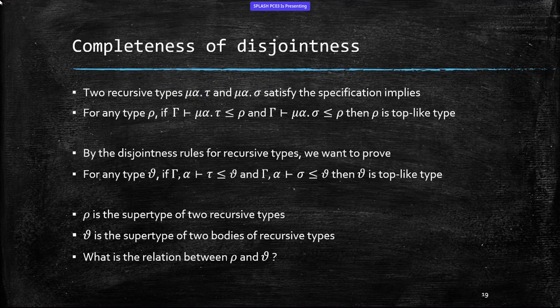The completeness for disjoint recursive types is difficult. Previously, we have stated that finding a common subtype for contravariant recursive types is not easy. We can think of this issue more formally. Two recursive types, mu alpha dot tau and mu alpha dot sigma, satisfy the specification implies for any type rho, if mu alpha dot tau is less than rho and mu alpha dot sigma is less than rho, then rho is a top-like type. Also, by the disjointness rules for recursive types, we want to prove for any type theta, if tau is less than theta and sigma is less than theta, then theta is a top-like type. Rho is the supertype of two recursive types, and theta is the supertype of two bodies of recursive types. One question is, what's the relationship between rho and theta?